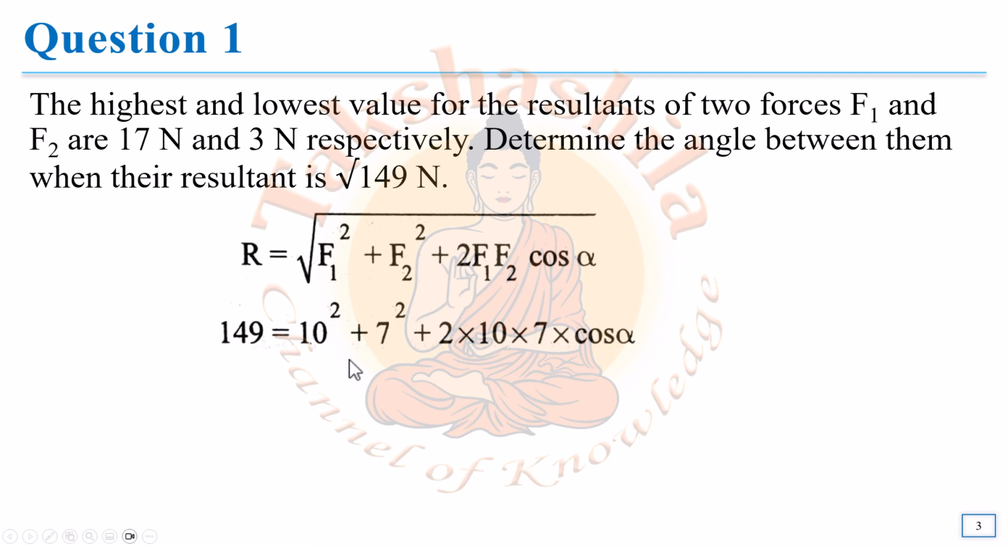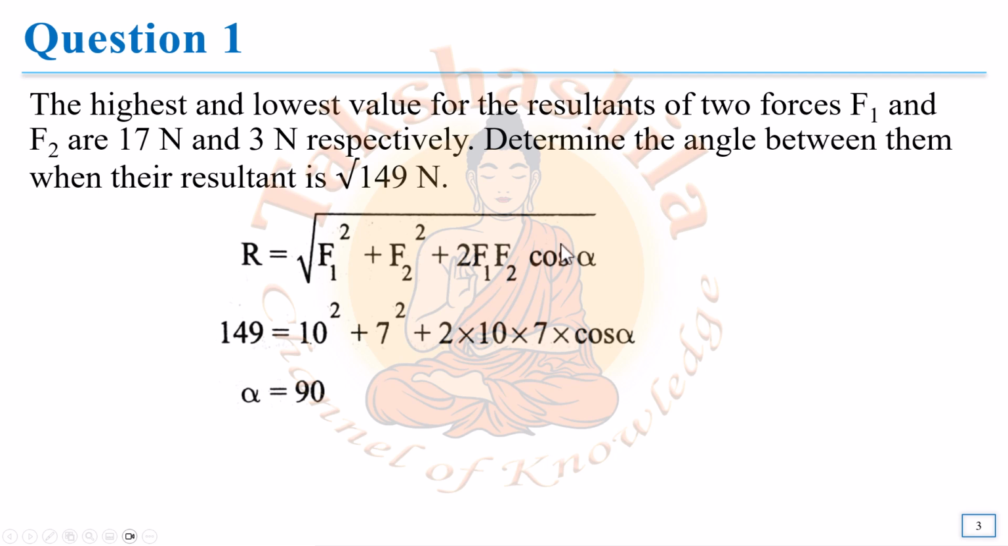When you solve it, you can see alpha will come out as 90 degrees, because here we have 149, here we have 10 square which is 100, and here we have 7 square which is 49. So 100 plus 49 is 149. When you take this 149 to the left, 149 minus 149 becomes 0. Taking 2 into 10 into 7 to the denominator, 0 divided by 2 into 10 into 7 is equal to cos alpha, so cos alpha is equal to 0. From that, when you take cos inverse of 0, you get alpha is equal to 90 degrees.